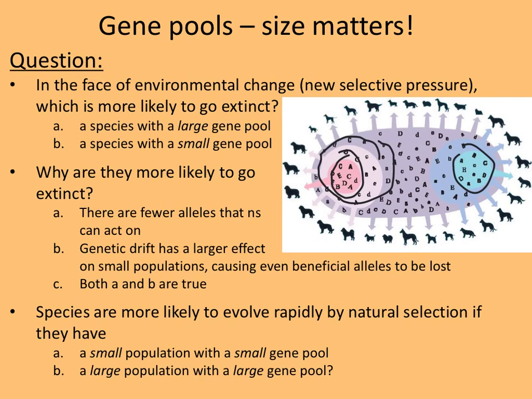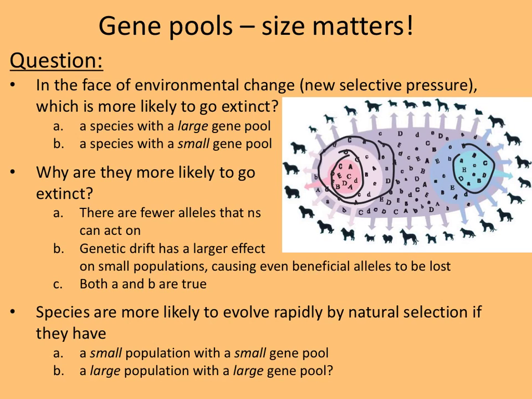So natural selection, in a large gene pool, can actually work more efficiently because it has more variation to work with. So in the face of environmental change, new selective pressure, which is more likely to go extinct? Species with a small or a large gene pool? Small. Right. Why are they more likely to go extinct?